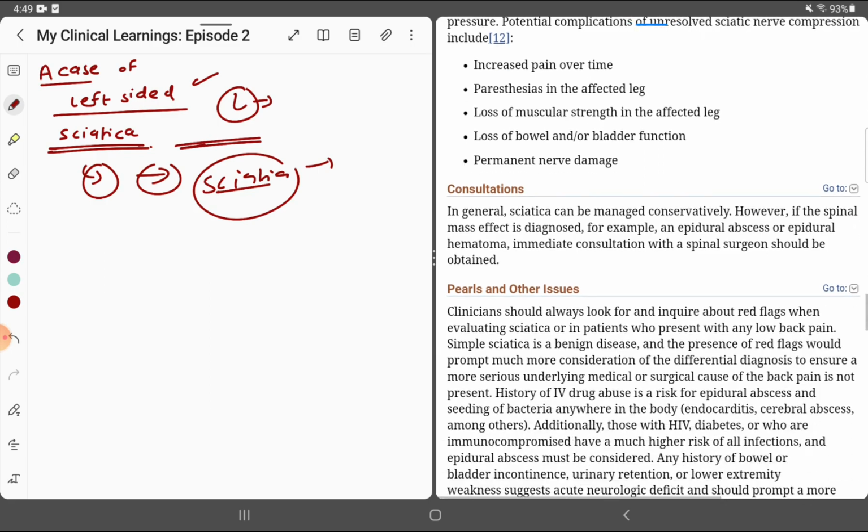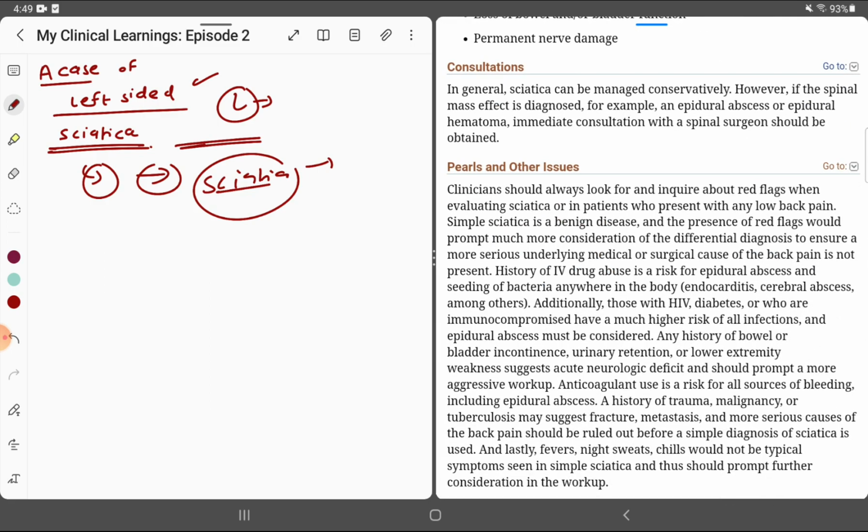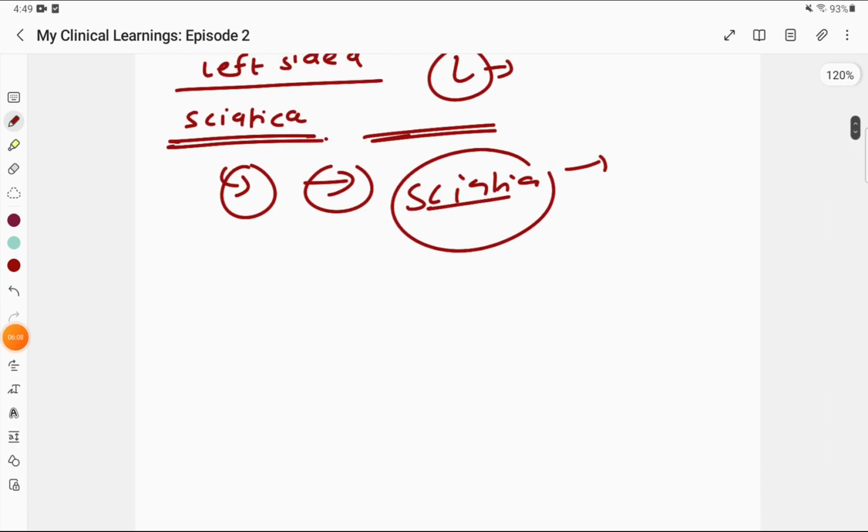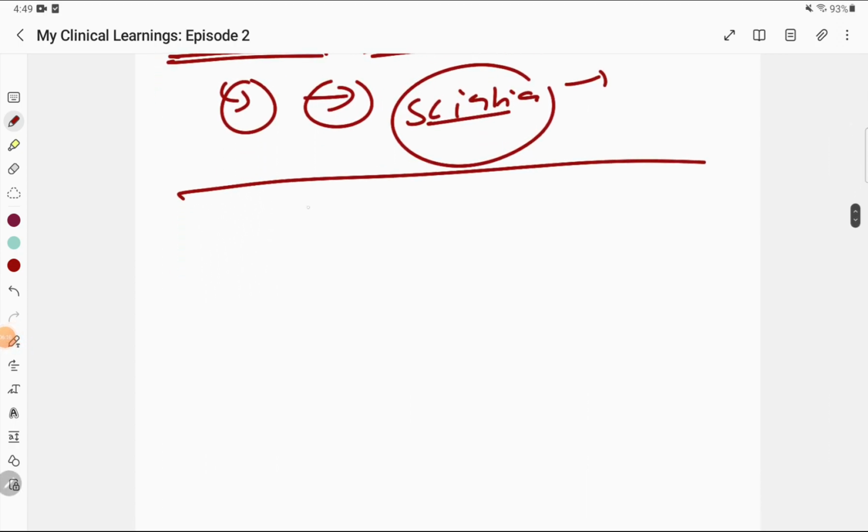So, this was the basic introductory part of our sciatica case, and now we move into the homeopathy aspect. So, let me discuss this case with you all.